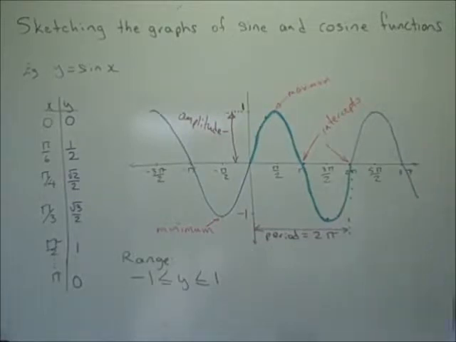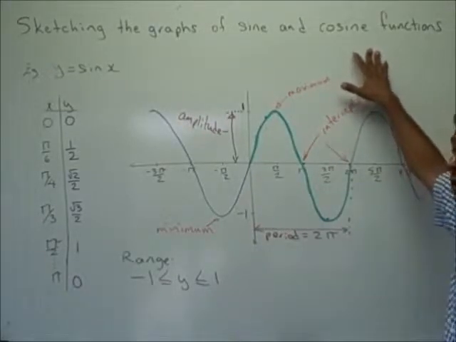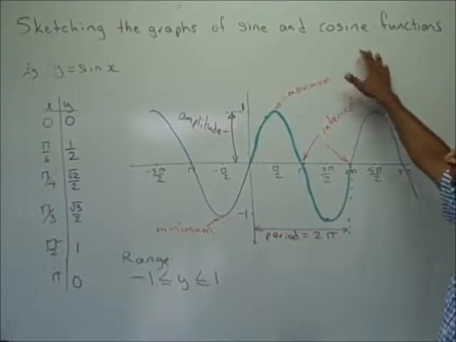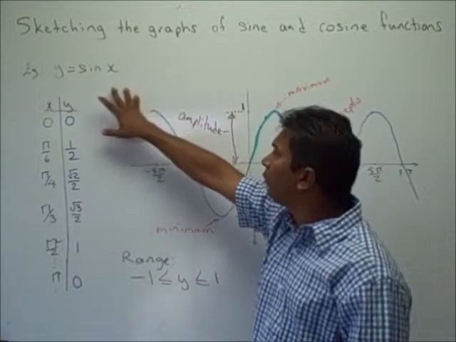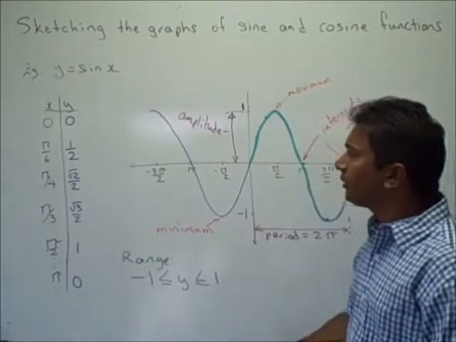Here we'll be looking at the basic curves of the six trigonometric functions. Initially we are looking at the sketch of the sine and cosine functions. The graph of the sine function is called a sine curve, and the graph of the cosine function is called a cosine curve. First, let's look at the sine function, y is equal to sine x.